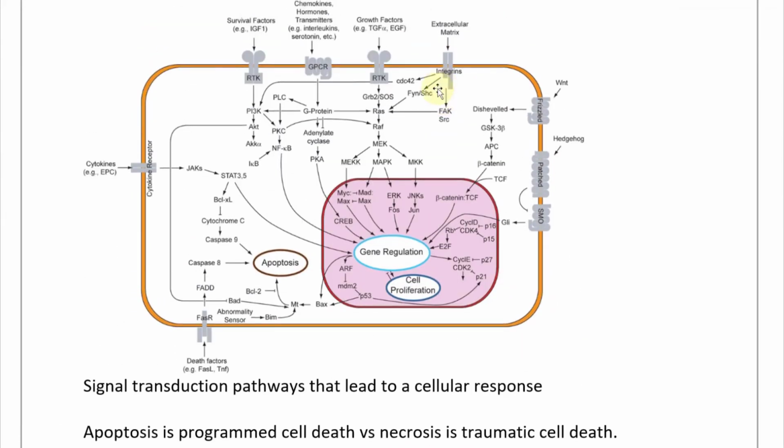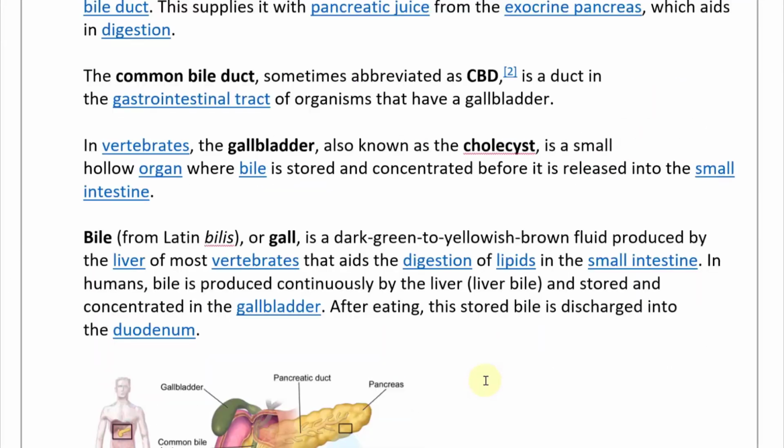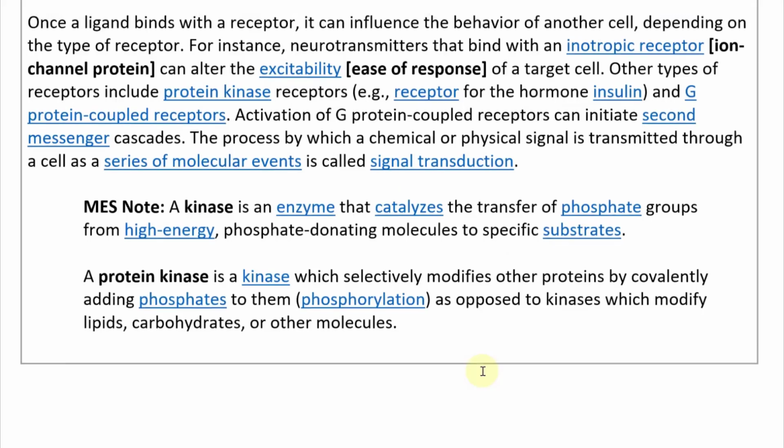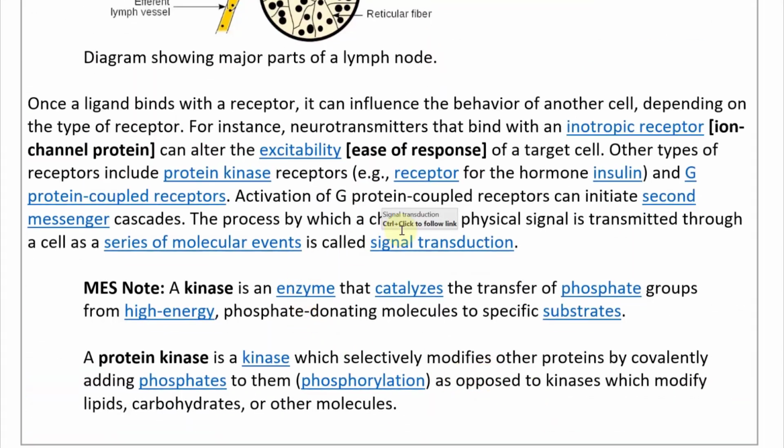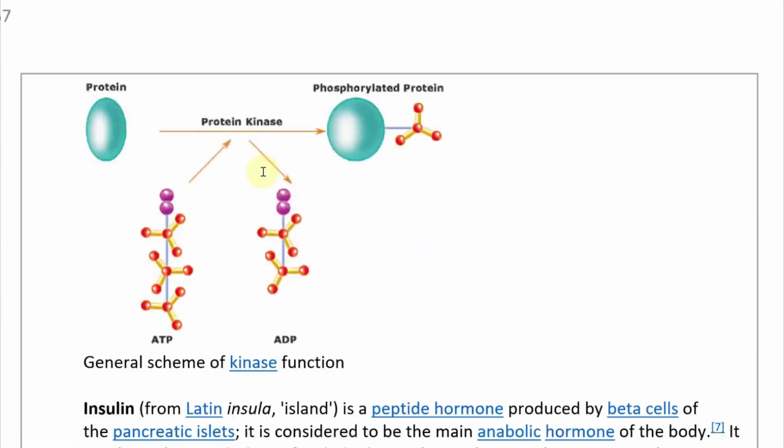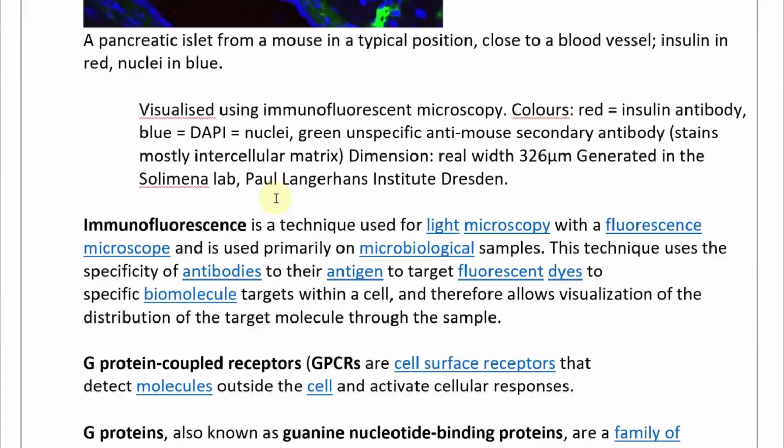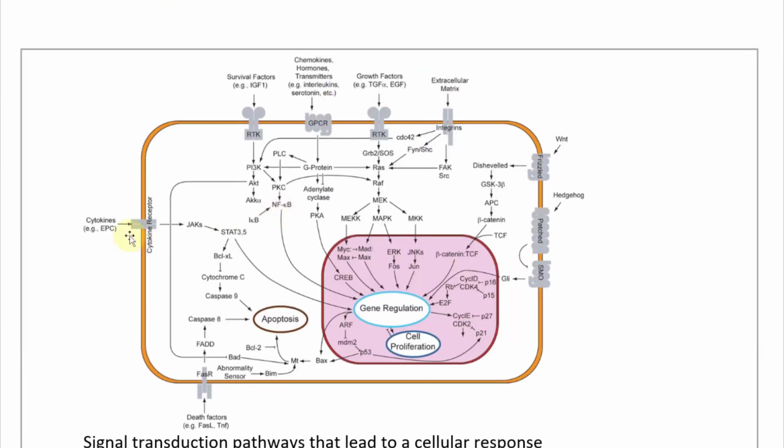So here is a complex diagram. Signal transduction pathways that lead to a cellular response. And remember, signal transduction is just a series of molecular events. It's a process by which a chemical or physical signal is transmitted through a cell as a series of molecular events. It's called signal transduction. So a whole series of molecular events. And here is a complicated, in-depth diagram.